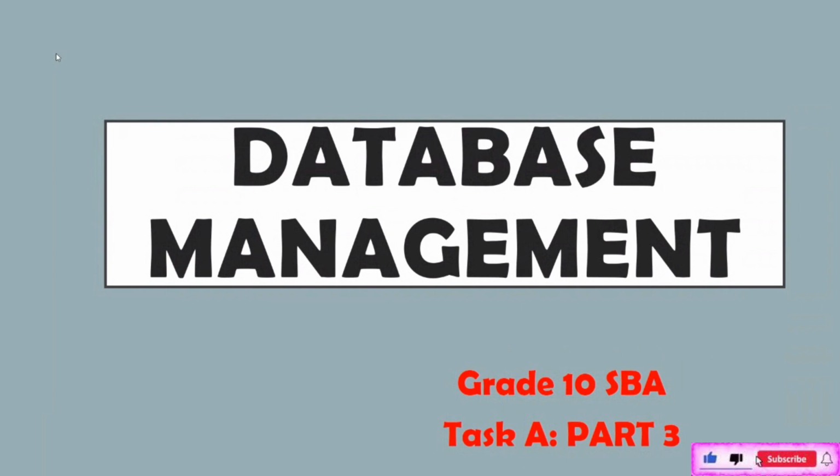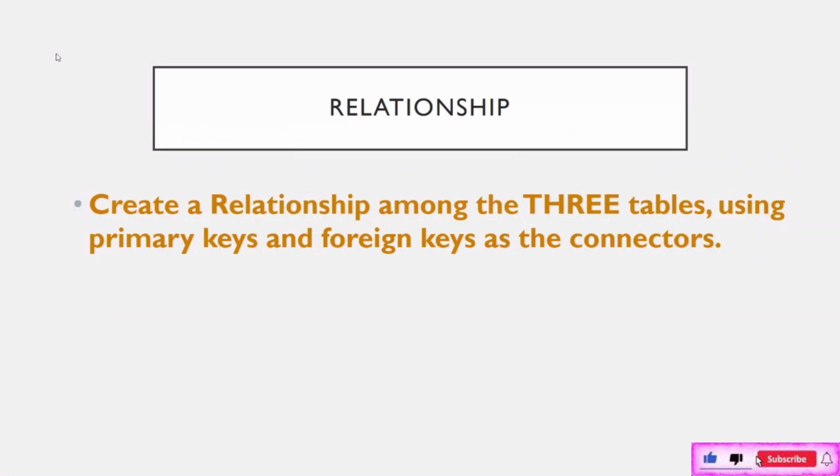If you have not yet watched and completed part 1 and 2, then I would advise you guys to do that before watching this video. With that said, let's get right into today's video. So the instruction says that we are supposed to create a relationship among the 3 tables using primary keys and foreign keys as the connectors.